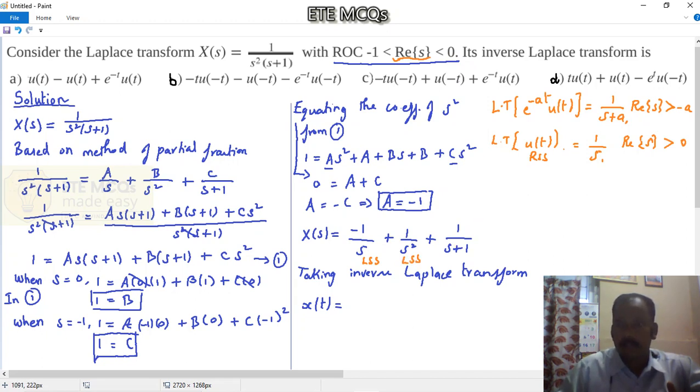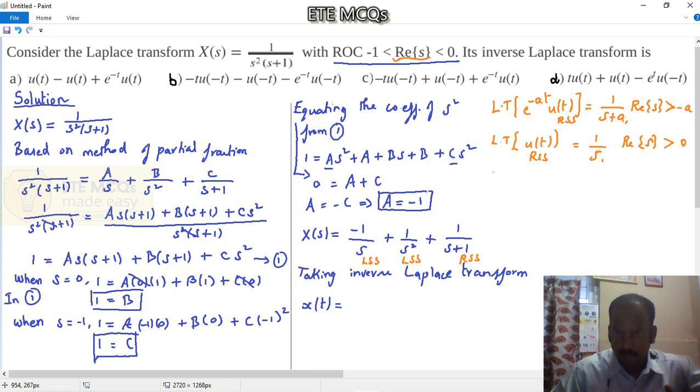Whereas for the first one, s equal to minus 1 is your pole, and the region of convergence is outside minus 1, so this should be a right-sided sequence. Since it is a right-sided sequence, you can make use of this formula directly. Whereas this is invalid in this place. So we need to get the left-sided sequence.